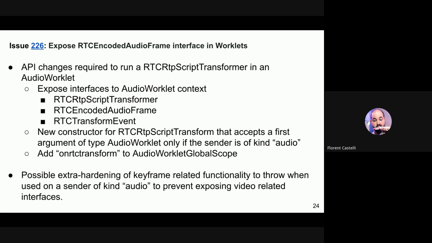There's a possibility to add a few extra changes, because the transformer API allows things like requesting a video keyframe, which don't really apply to audio. So we could harden those functions to make sure that if they are called on audio, they throw an error or are silently ignored, which is something we could do independently. That was my presentation.